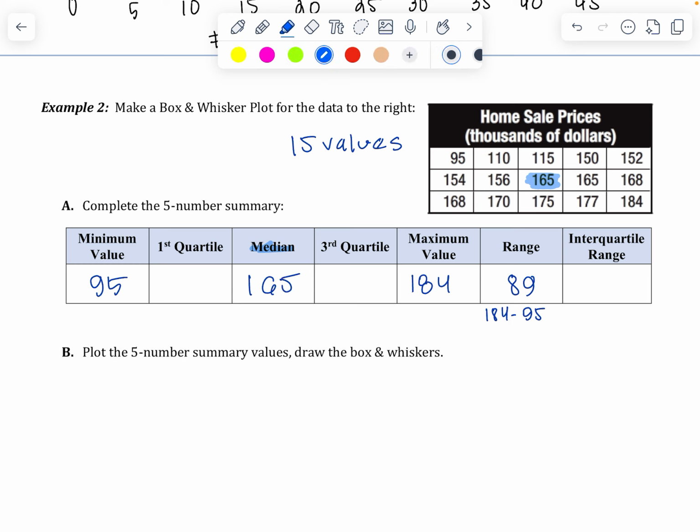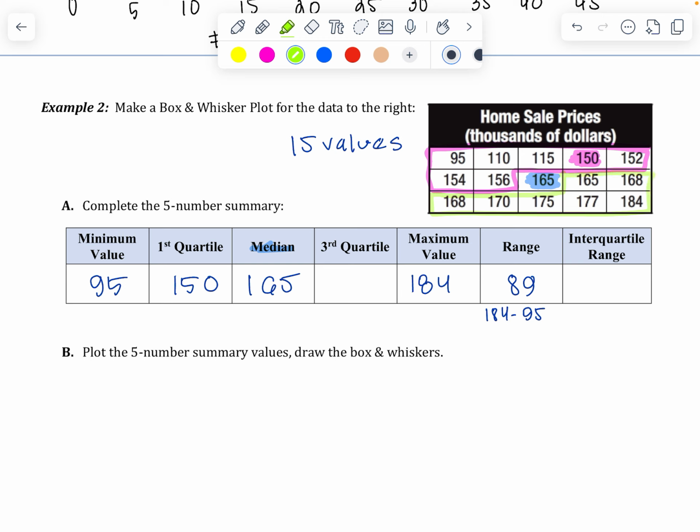Now I'm going to find Q1. Now remember, if the data set is odd, you're not going to include the median in the first half of the data. So you're looking at these digits and you're going to say, what's the number in the middle? There are 7 digits. It's the 4th number because there's 3 numbers bigger, 3 numbers smaller. So that is 150.